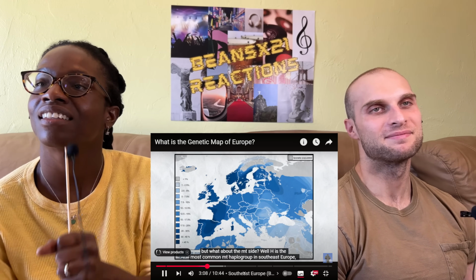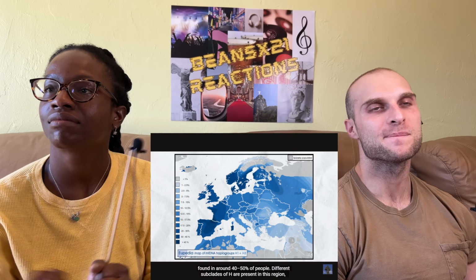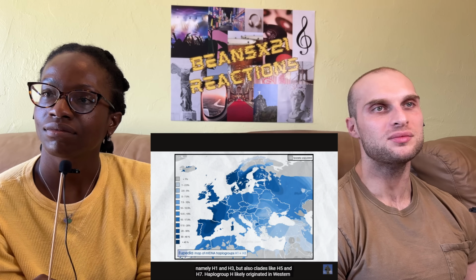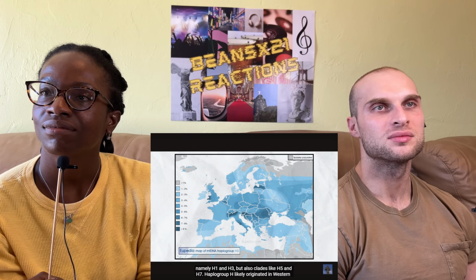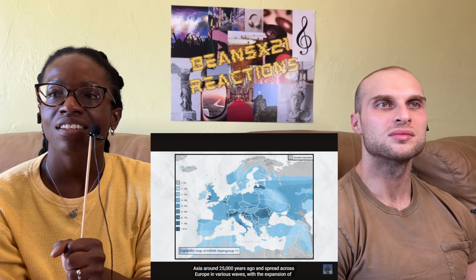Mitochondrial side. Well, H is the most common mitochondrial haplogroup in Southeast Europe, at around 40 to 50% of the population. Different subclades of H are present in this region, namely H1 and H3, but also clades like H5 and H7. Haplogroup H likely originated in Western Asia around 25,000 years ago.